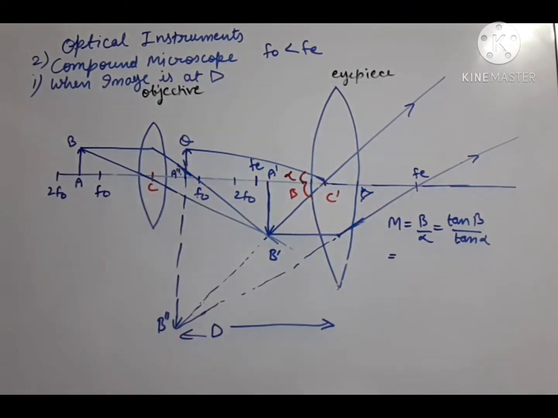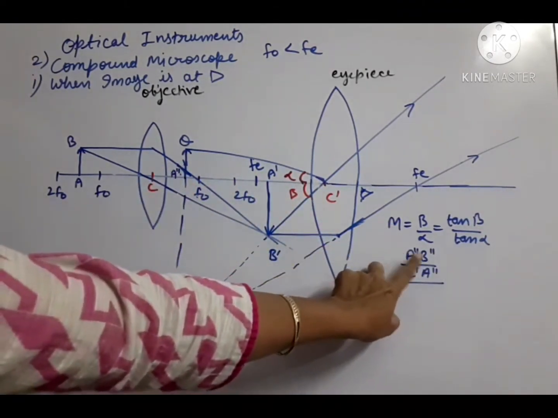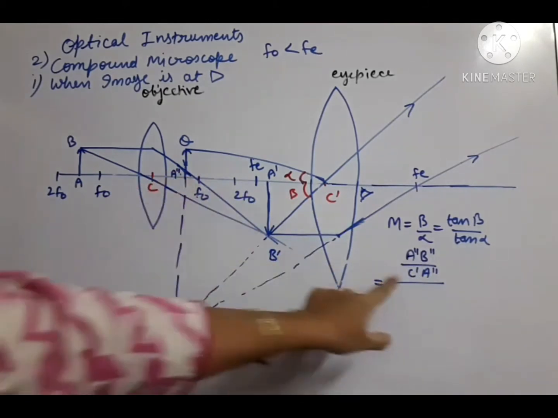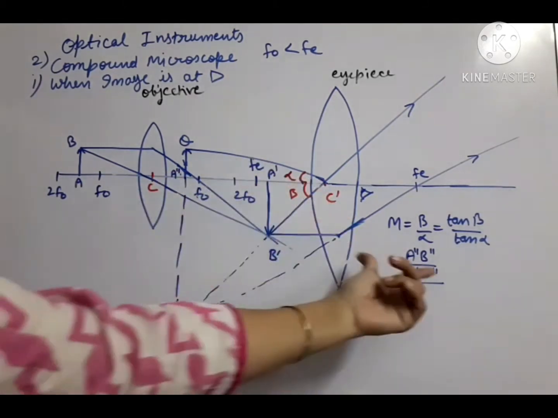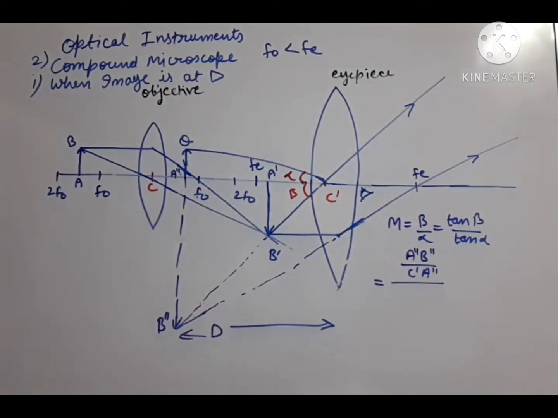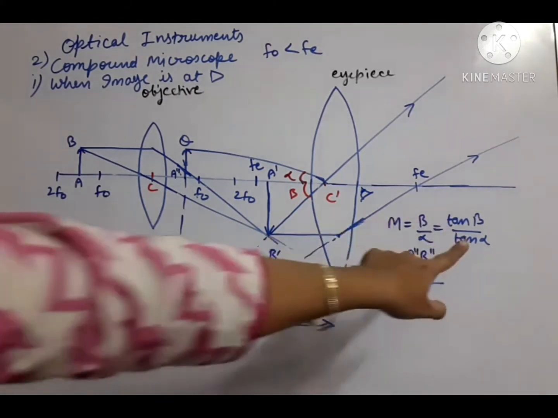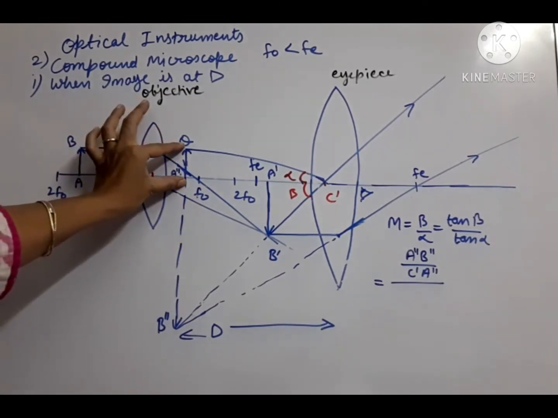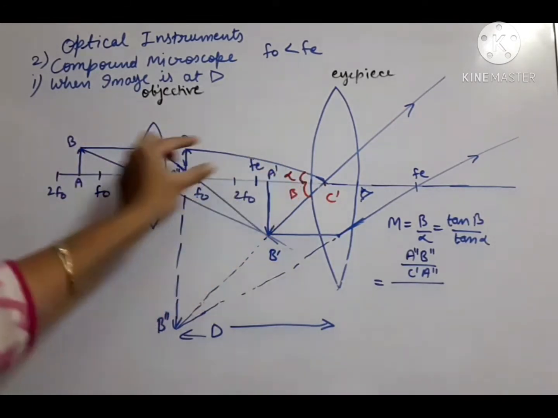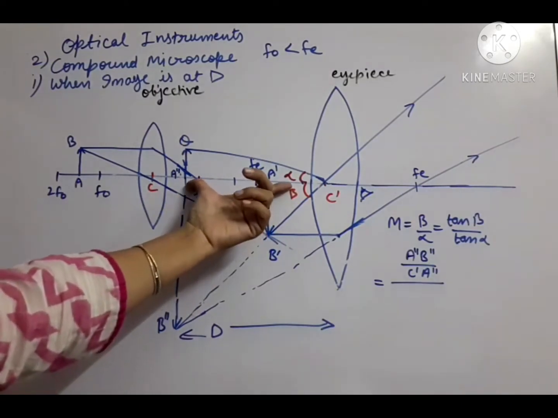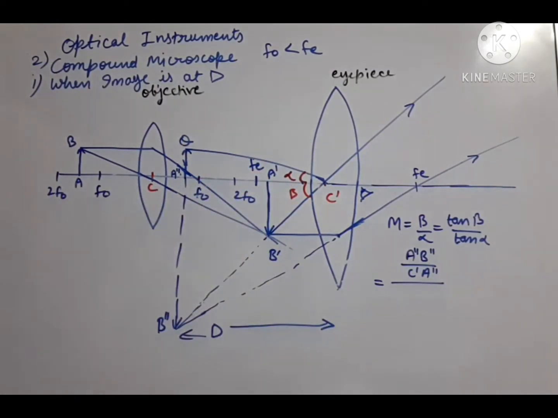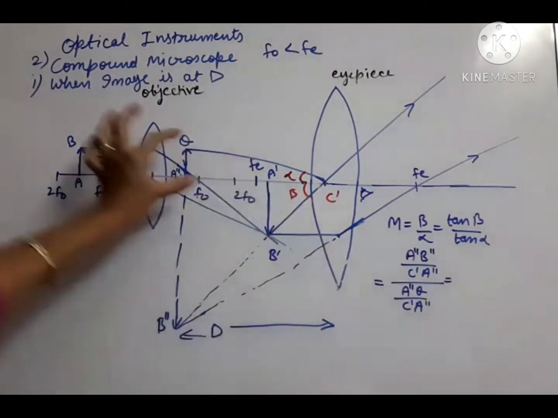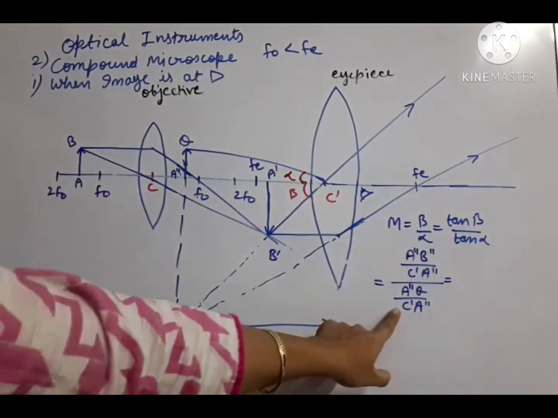Okay, tan beta is written here: A''B'' upon C'A'', perpendicular upon base. Now tan alpha. For tan alpha, we have to see this upper triangle. In this upper triangle, this is our perpendicular and this is our base. So perpendicular upon base. Base is the same only: A''Q upon C'A'' is written.